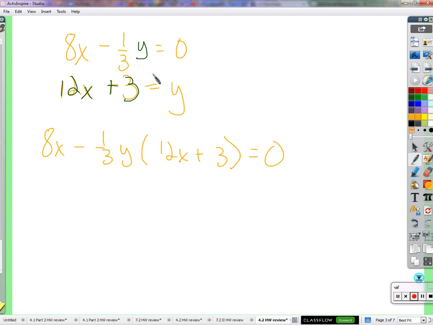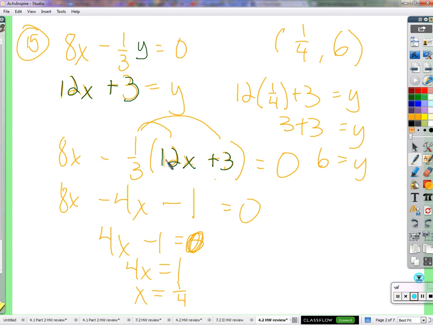So we want to take something out and put something in its place. We're going to take the y out and put the 12x plus 3 in its place, so it would look like that. So y is gone and replaced with something that's equivalent to y, something that weighs just as much, something that can sit in the same spot. And we'll see this more times.